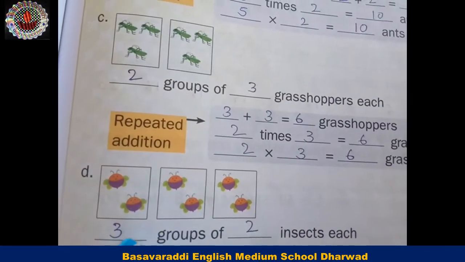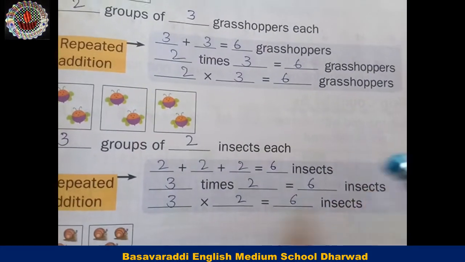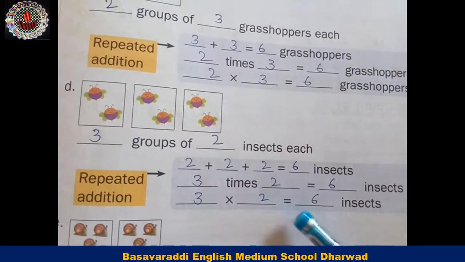Now here it is insects. How many groups are there? 1, 2, 3. 3 groups. How many insects each? 1 and 2. 3 groups of 2 insects each. So 2 plus 2 plus 2. So 1, 2, 3, 4, 5, 6. 6 ants. 3 into 2 is equal to 6 ants.